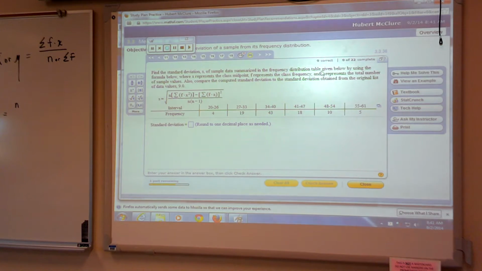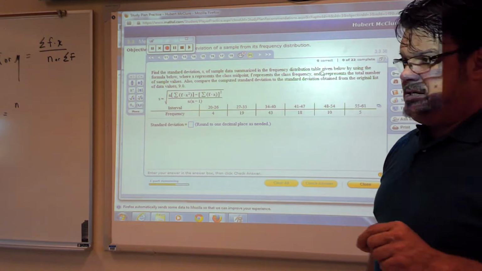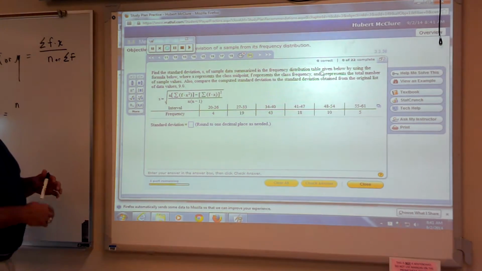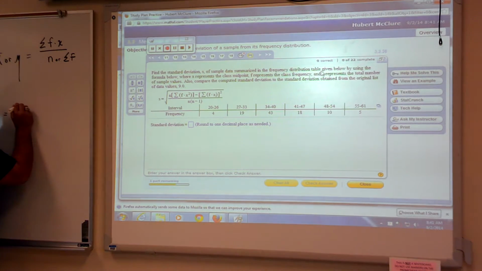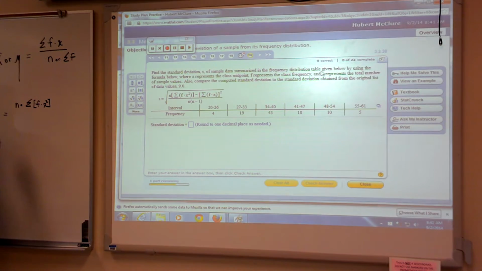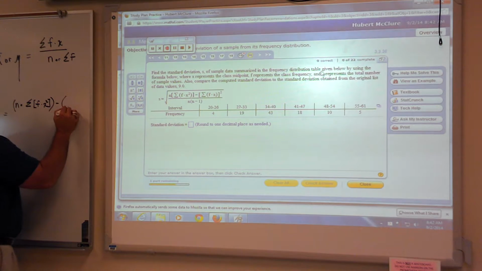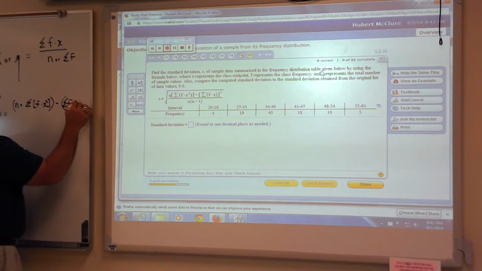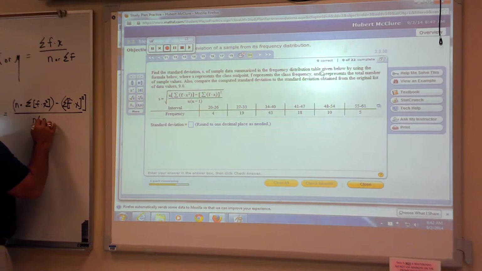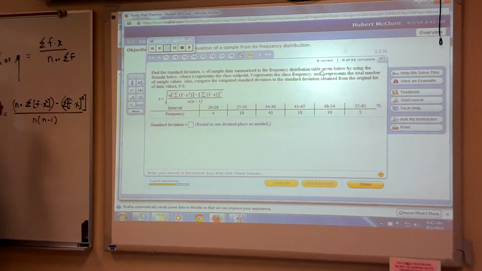F times x squared minus the summation of f times x quantity squared. Now, I tell students to write it like this. N times the summation of f times x squared. And if you want to put that in parentheses, that's good. Minus the summation of f times x quantity squared over n times n minus 1, in square root.